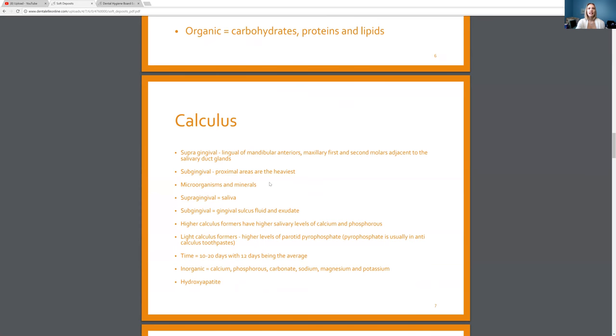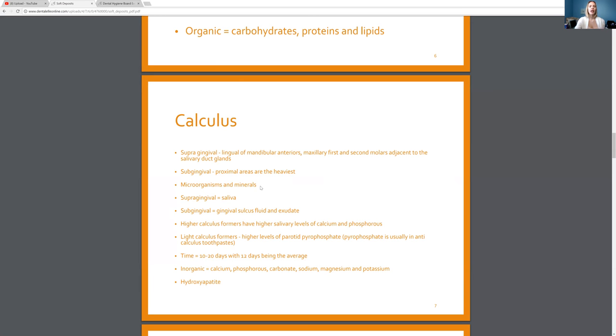Now, if the plaque stays on there, it depends on the textbook you read. It could be 24 hours, it could be 12 hours, it could be 72 hours. That forms calculus, forms tartar, and then plaque forms on top of calculus, and then there's more calculus. It's just a big mess, right?